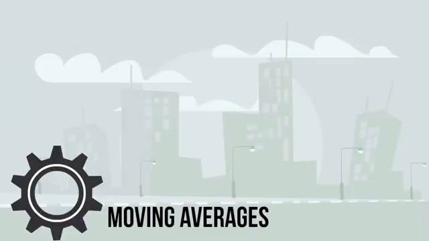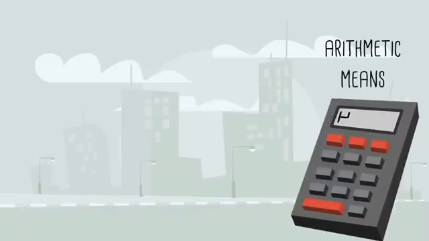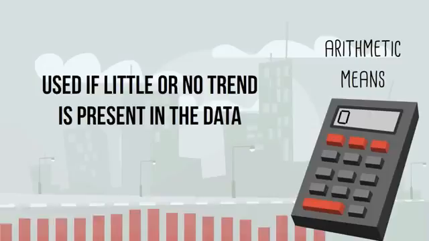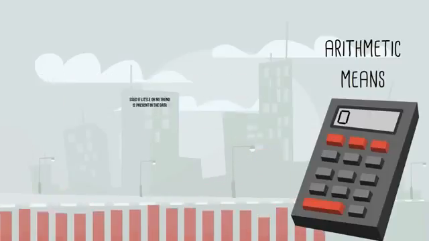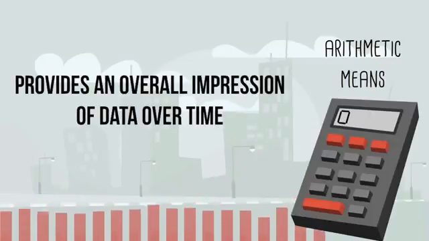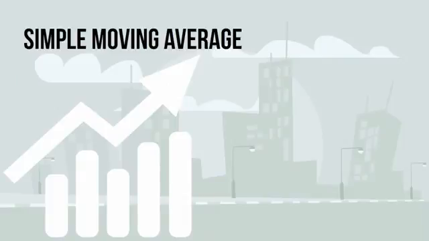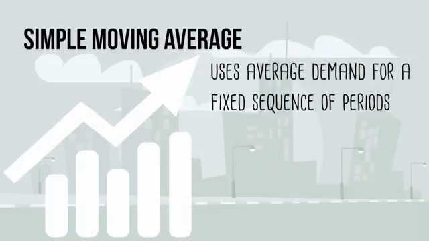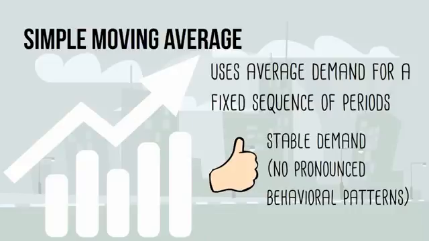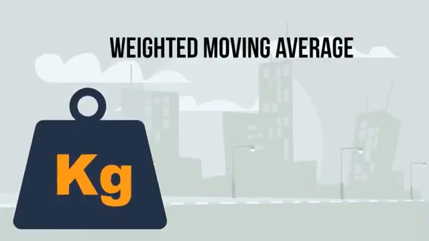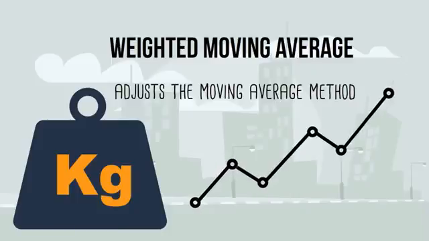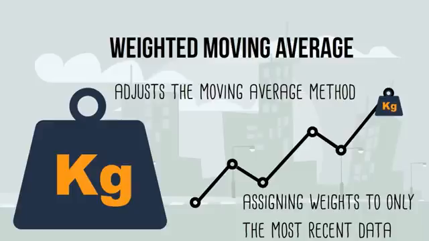Second is moving averages. It is a series of arithmetic means and is used if little or no trend is present in the data. Provides an overall impression of data over time. A simple moving average uses average demand for a fixed sequence of periods and is good for stable demand with no pronounced behavioral patterns. A weighted moving average adjusts the moving average method to reflect fluctuations more closely by assigning weights to only the most recent data.